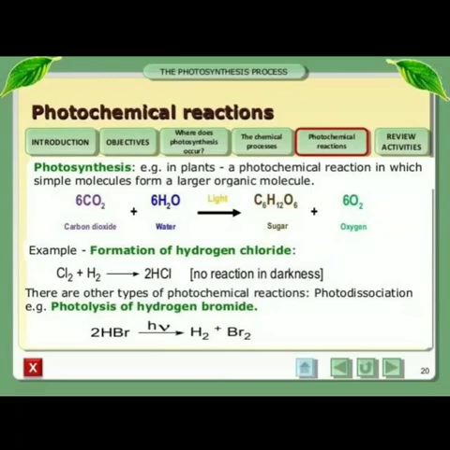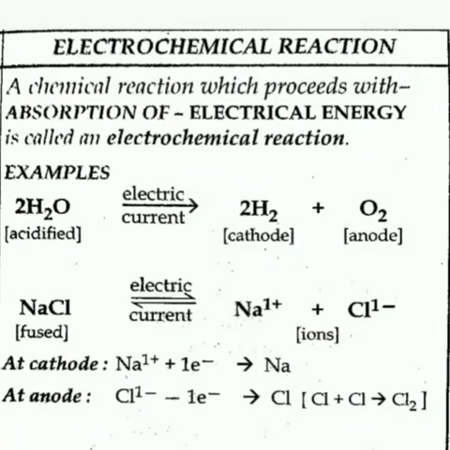Now we have discussed what is electrochemical reaction. This is also a chemical reaction which proceeds with the absorption of electrical energy. That means the reaction which proceeds in the presence of electricity, by supplying of electricity, is known as what? Electrochemical reaction. See here that example, water. From water you separate hydrogen and oxygen by supplying electricity. Or you can say NaCl.